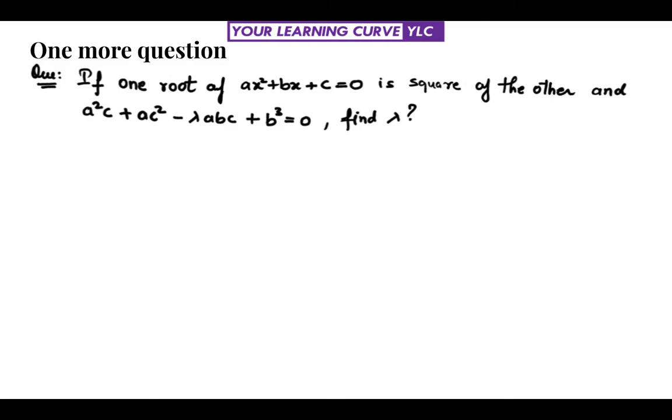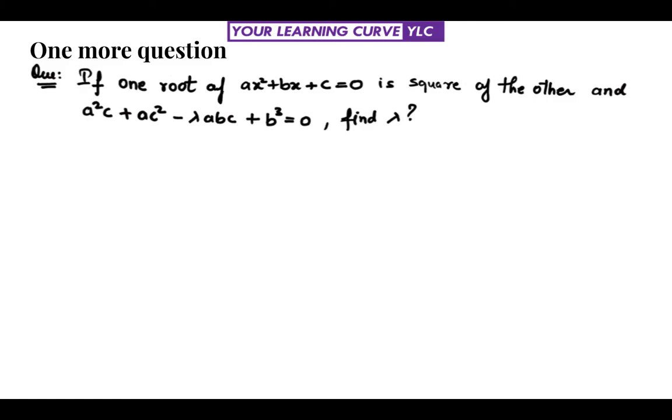The second question is, if one root of ax square plus bx plus c is square of the other and a square c plus ac square minus lambda abc plus b cube is equal to 0, then you have to find the value of lambda.